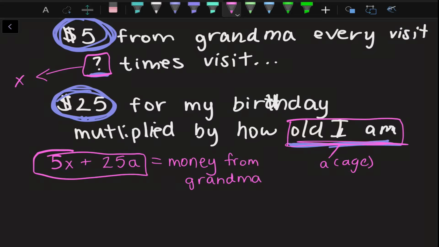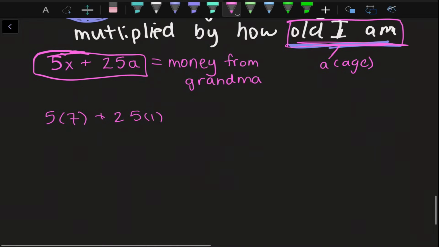This means that if this doesn't change from year to year, on my first birthday, let's say I saw grandma 7 times, then my 7 would go where my X is, plus 25 times I'm 1 year old. Now, if nothing changes, the next year when I only see grandma 3 times, but I'm 2 years old, I can still find out how much money I'm going to get from grandma.